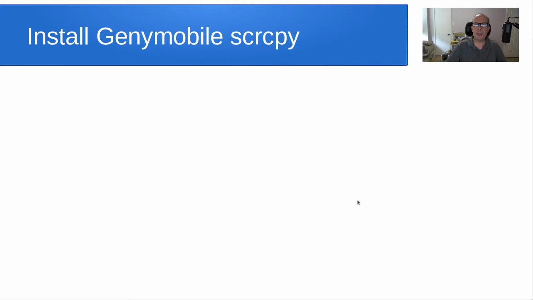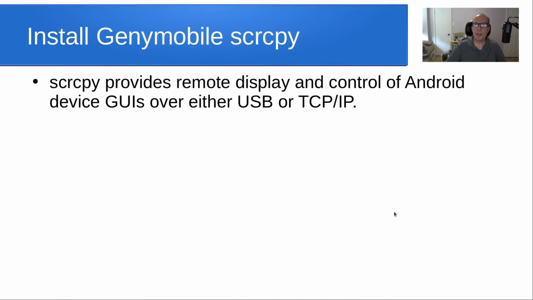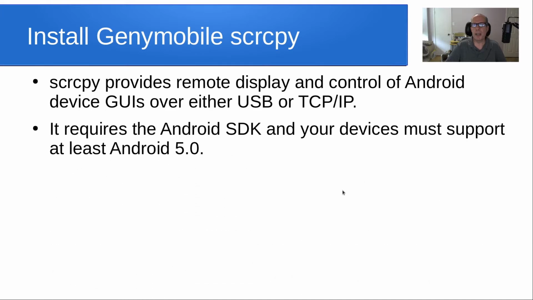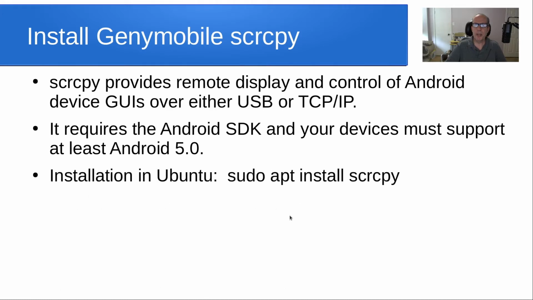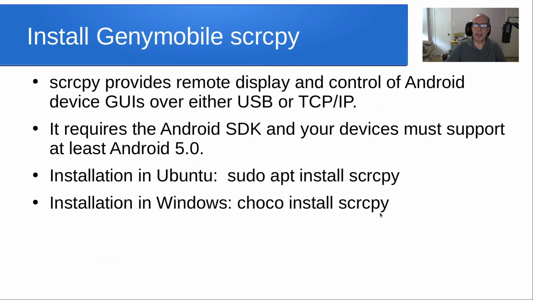So the next thing we want to do is install the Genymobile scrcpy application. scrcpy provides remote display and control of Android device GUIs over either USB or TCP/IP. It requires the Android SDK, and your devices must support at least Android 5. Well, that's pretty old considering Android 11 is the latest. Installation in Ubuntu is simply sudo apt install scrcpy. And installation in Windows, once you have the Chocolatey package manager installed, is choco install scrcpy.